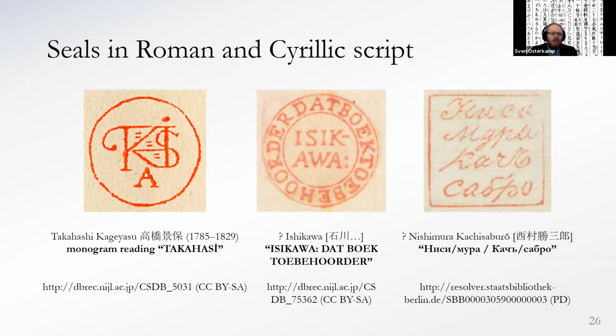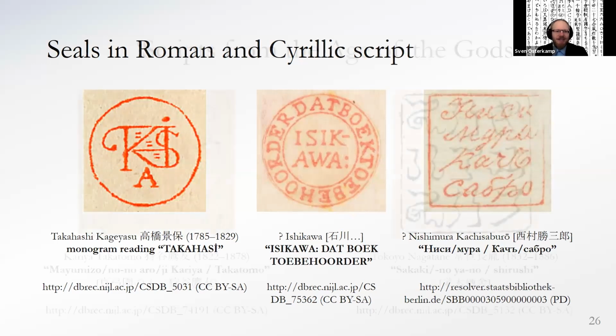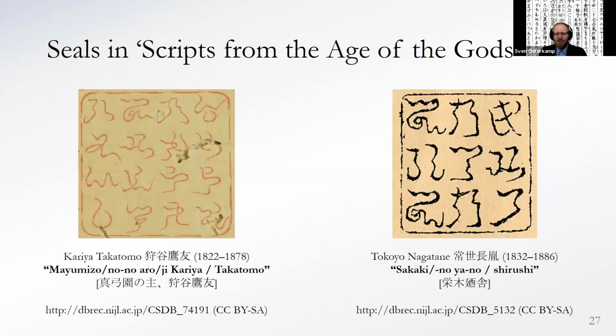It is obviously based on European models, and it seems likely that it was created with the help or even by some VOC employee. In any case, it was certainly an effective way of identifying yourself as a scholar of Western learning back in the early 19th century, even towards others who were unable to actually read the monogram. Now, we have already seen that some national learning scholars had a weakness for scripts from the age of the gods, so you can imagine what comes next. Right? Seals making use of such scripts. The two examples on this slide make use of the same variety of script, but other scholars had different preferences, so there's quite some variation seen in this category.